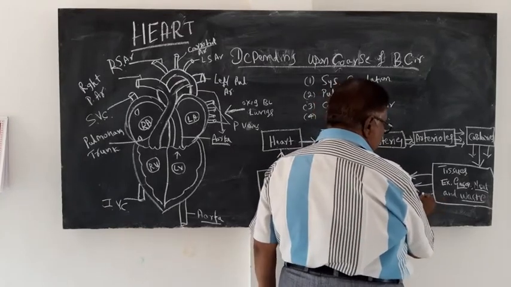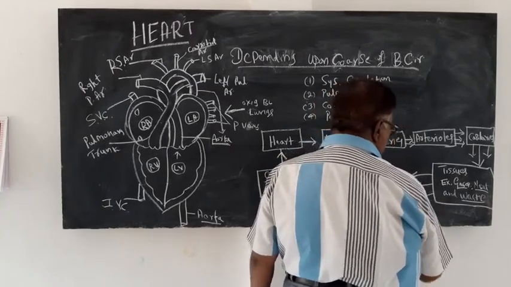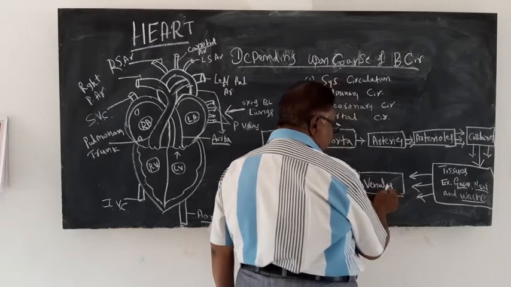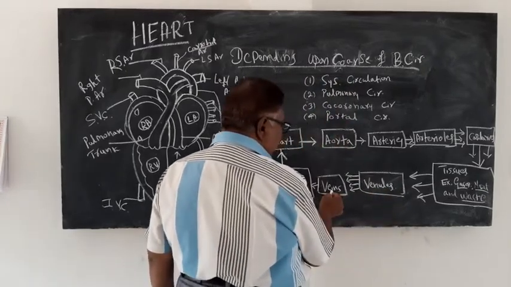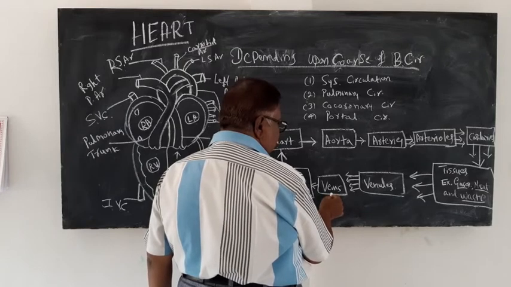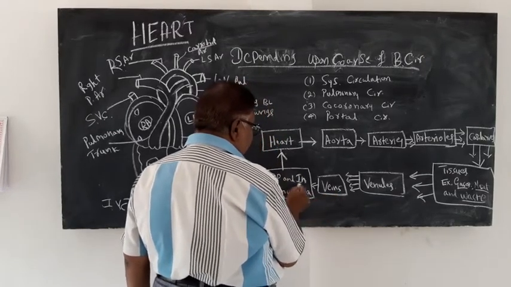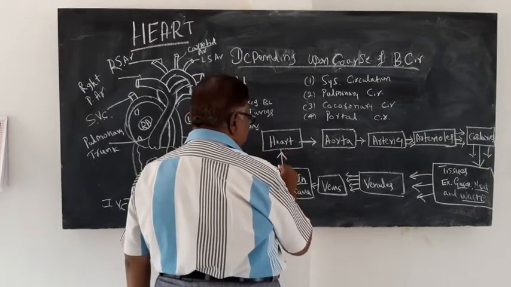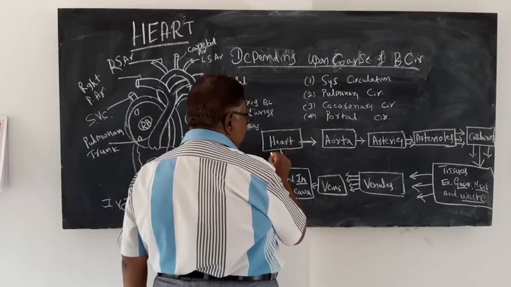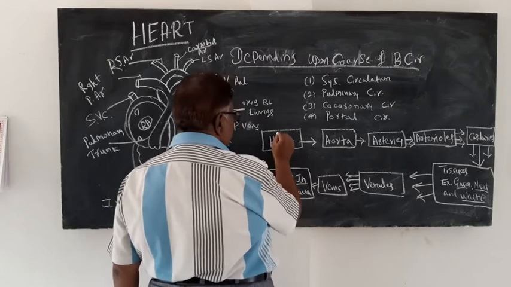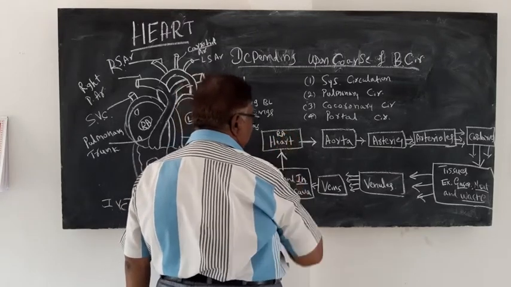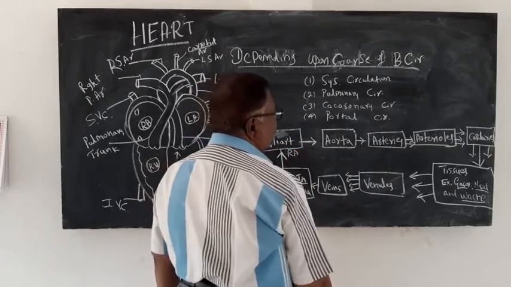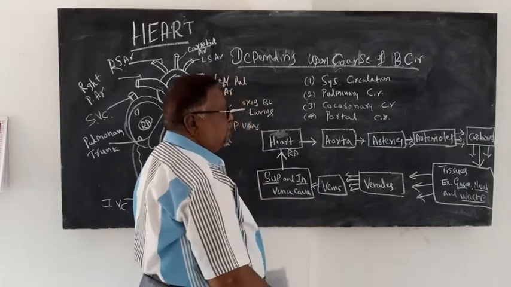Now from the tissue, the venous blood, the deoxygenated blood, is received by venules. Venules receive the deoxygenated blood, and the venules combine to form the veins. These veins again combine to form the major superior and inferior vena cava veins, and the superior vena cava and inferior vena cava come back to the heart, that is the right auricle. So this is the complete circulation of the blood, that is the systemic circulation.